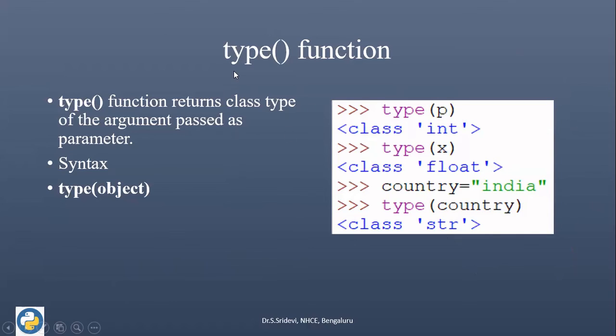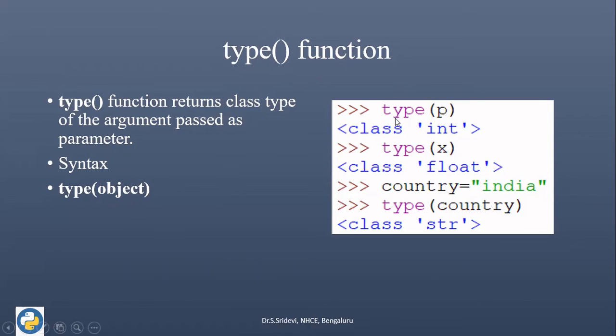Now we have one more function called the type function in Python. This function is going to return the type of the object that is passed as an argument. Because in Python, everything is an object, but the type of object will be different. So when we want to identify the type of the object, we can make use of this function. The type function returns the class type of the argument passed as a parameter. The syntax of calling this function is type, passing the object as the argument.